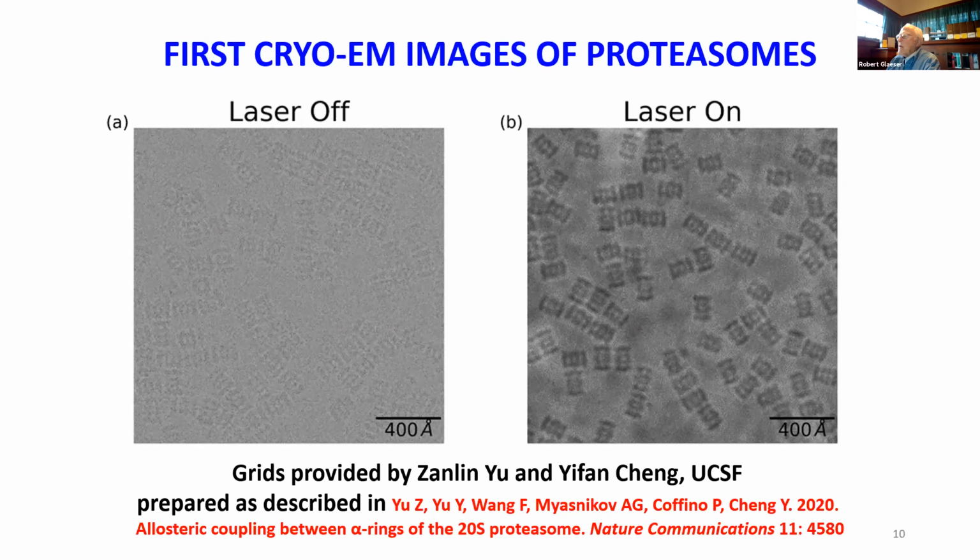Want to thank and acknowledge the lab of Yifan Cheng and particularly postdoc Zanlin Yu for providing us already frozen thin grids of proteasomes, a specialty in their lab over in San Francisco. So this is good. This demonstrates that we get the contrast that we were hoping for at 300 keV. But you can ask, are the images any good?